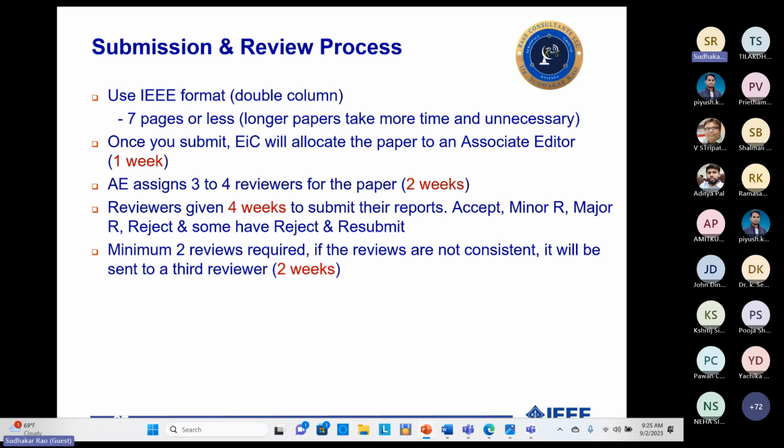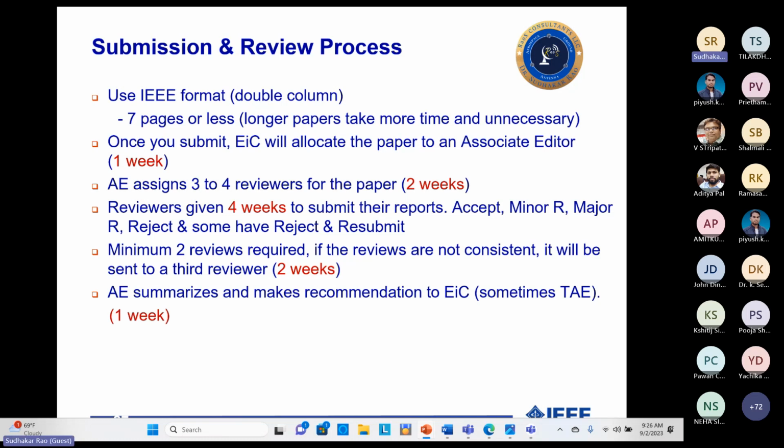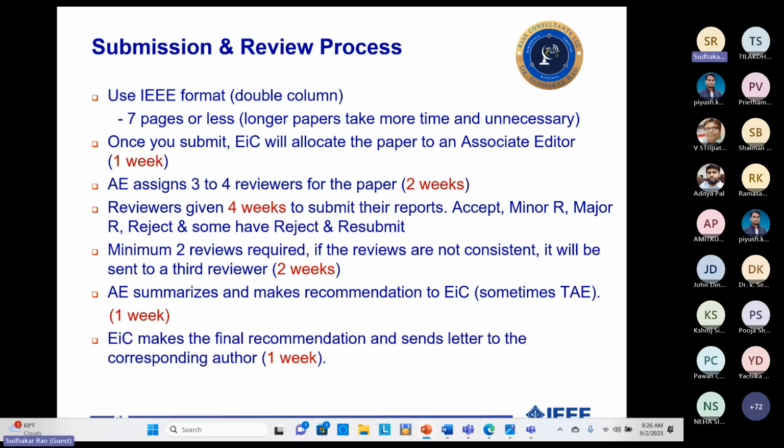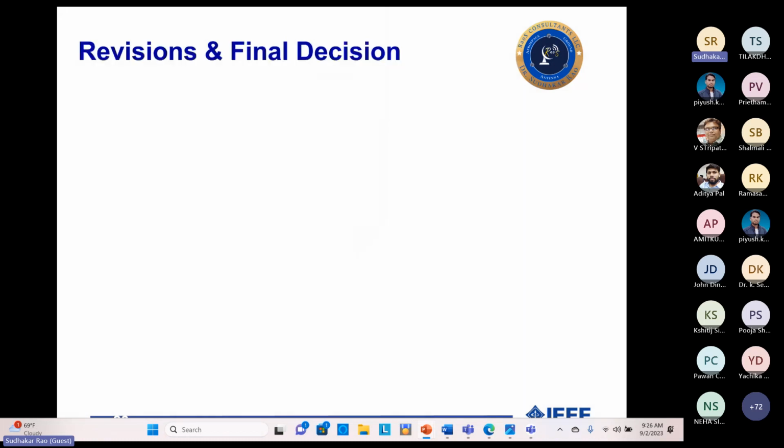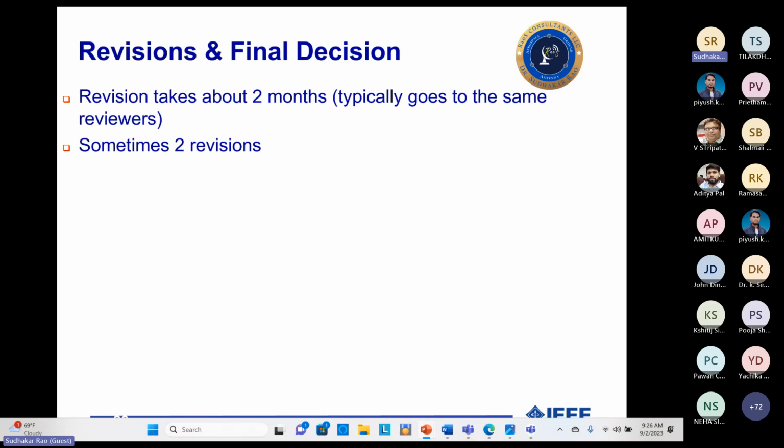Minimum 2 reviews are required. If the reviews are not consistent, then you send to a 3rd reviewer. So that's about 2 weeks. Then the associate editor summarizes and makes recommendations to the EIC. That's about 1 week. Then the EIC makes the final recommendation and sends letters to the corresponding author. So that's about 1 week. So in total it takes about 4 months for the first recommendation. Then if you have to revise, it will take another 2 months.